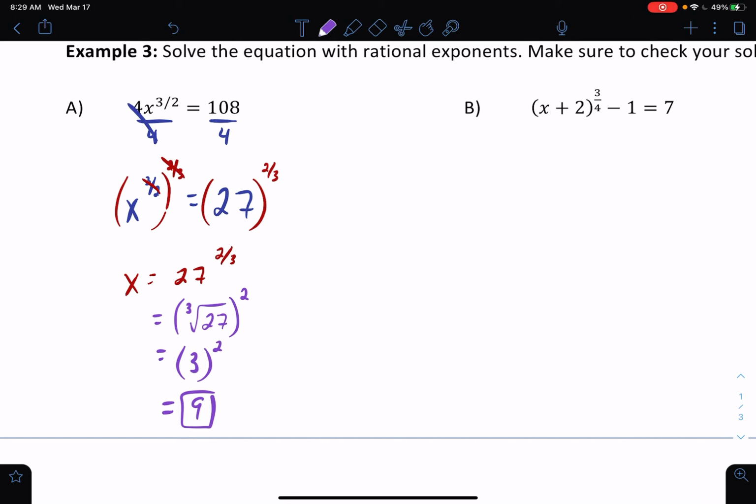And we can always plug that back in. 4 times 9 to the 3/2. Well, 9 to the 3/2 is 27. 27 times 4 is 108. We can use our calculator to check that if we need to.